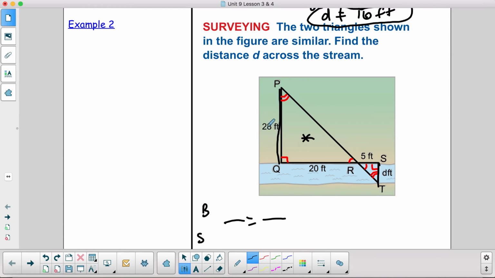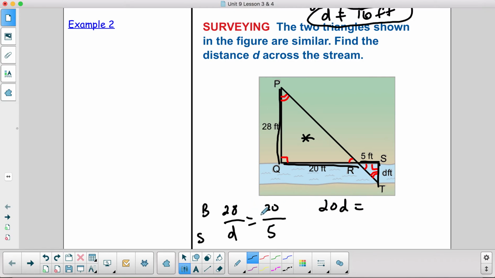So here I have 28 over D is equal to, then we have this side right here that is the other one we're given, and this one corresponds to that one. So the bigger one is 20 and the smaller one is 5. Now it doesn't matter if you chose to put the smaller one on top, just make sure you put the smaller one on top on both sides. So we are going to cross multiply.